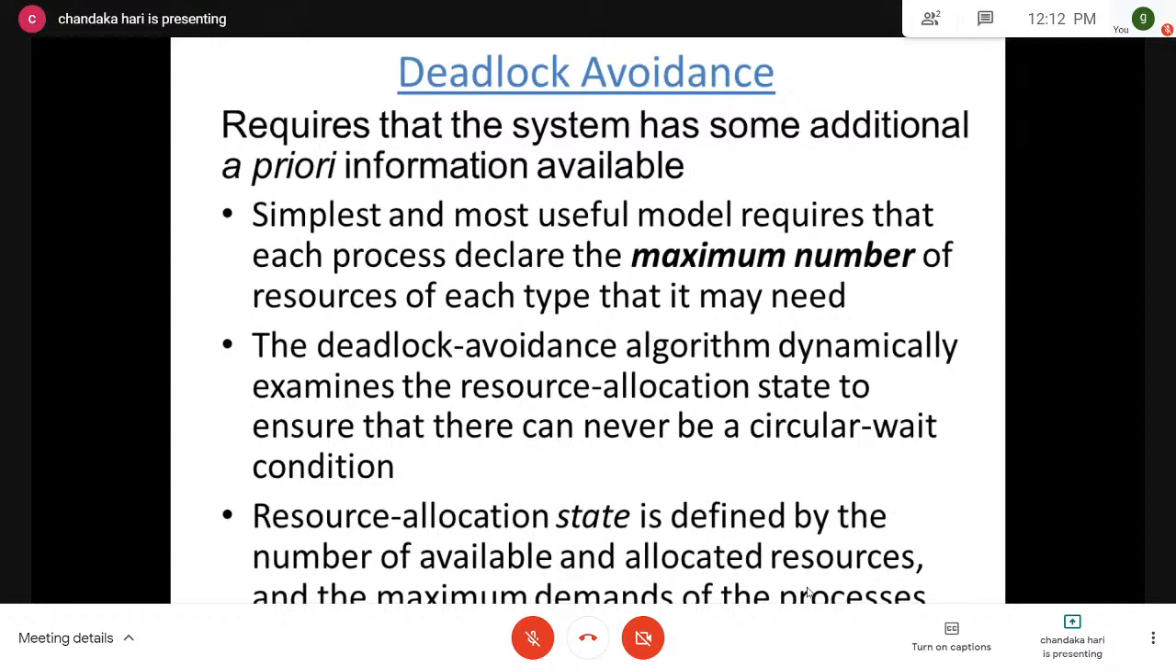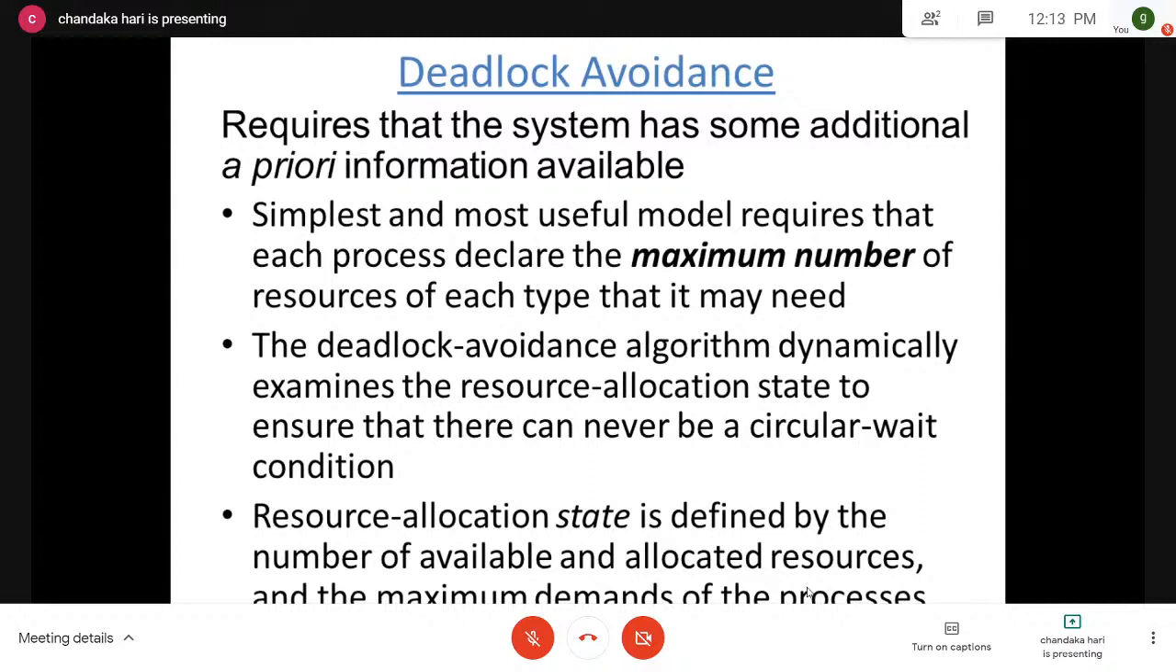That implies, please observe the circular wait condition: whatever the currently available resources are, you need to define a sequence in such a way that the currently available resources satisfy any one of the waiting processes. So the CPU has to schedule the jobs in such a way that it defines a safe sequence, an order of execution of processes, such that the currently available resources satisfy any one of the waiting processes.